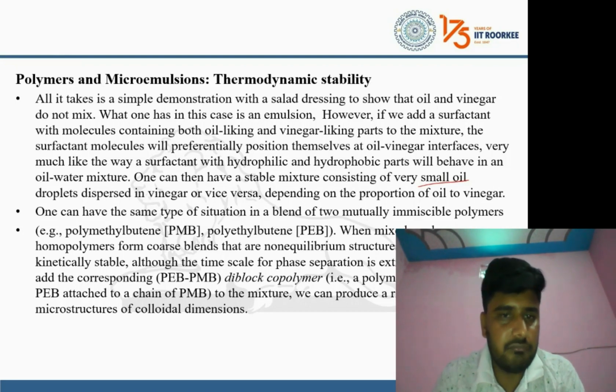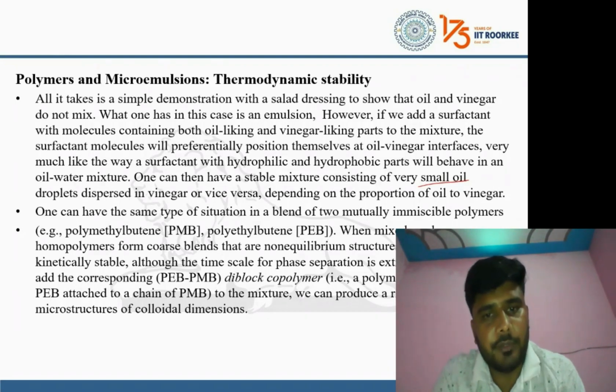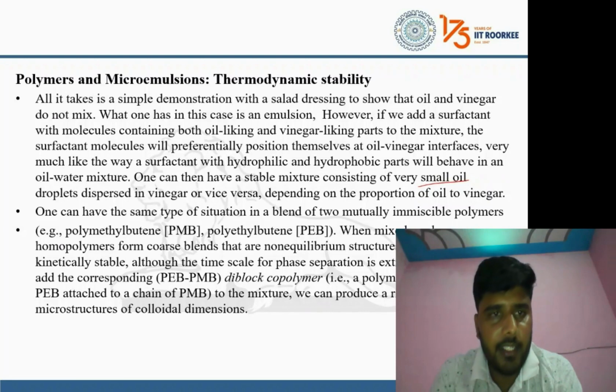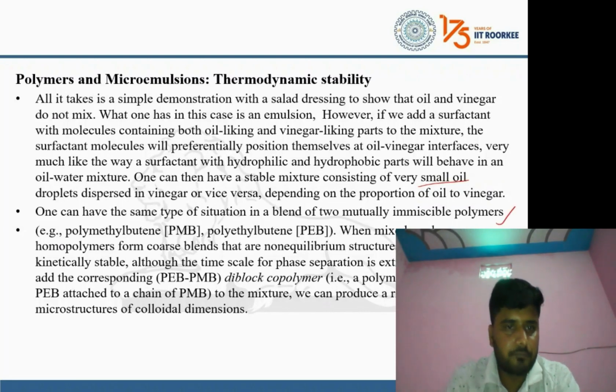Or there can be a reverse formation also. This is due to the addition of surfactants which contain both the moieties, the hydrophobic and the hydrophilic, so it just binds both parts. So that is also categorized under thermodynamic stability.